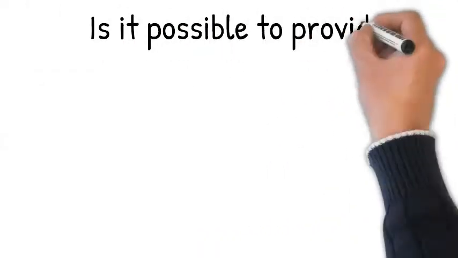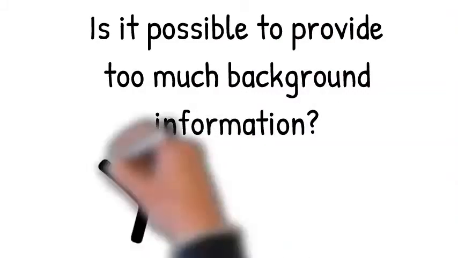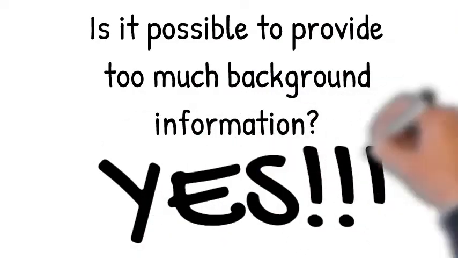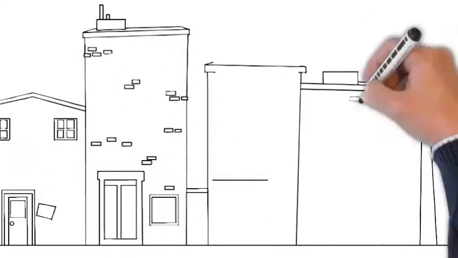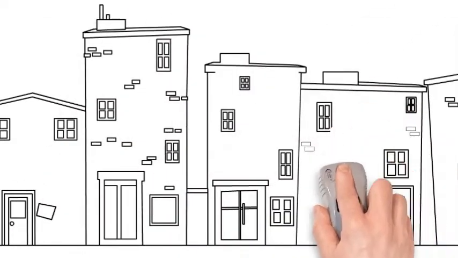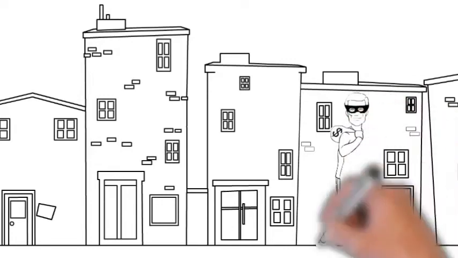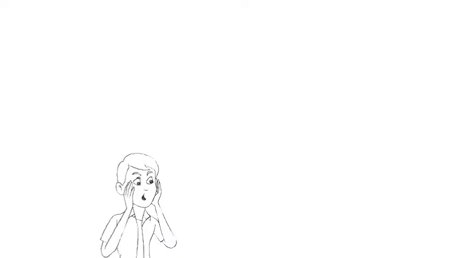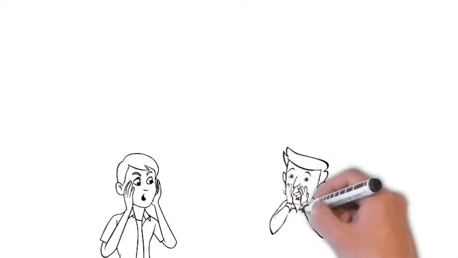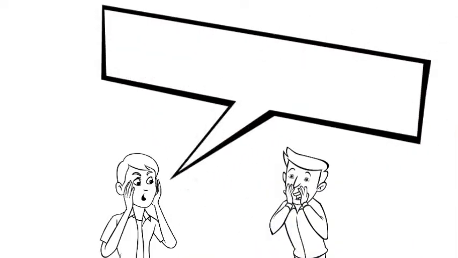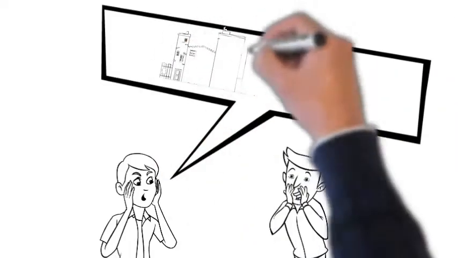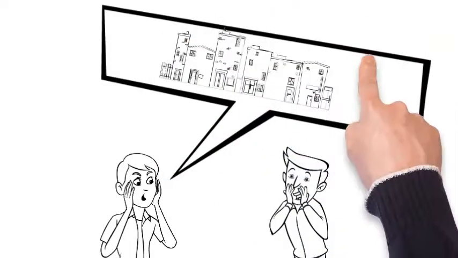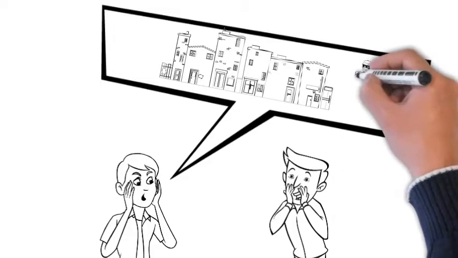Is it possible to provide too much background information? Yes. As an analogy, you can think of giving background information the same as describing the scene of a crime in a neighborhood community. If you are describing the neighborhood for someone who has never visited before, you need to be very detailed in your description about the important streets, buildings, and landmarks before they can get a sense of where and how the crime happened.